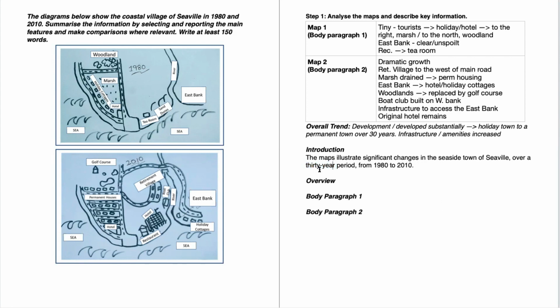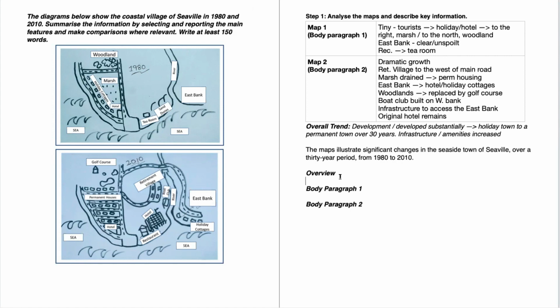So I've got this hyphen, and then I've said from 1980 to 2010. So note that it is saying what we saw in our prompt, but it's saying so in a different way, and it's showing the examiner that I have a great hold on synonyms. So that is our simple introduction. That's really all we need. Let's go ahead to our overview and use our notes here for this overall trend.